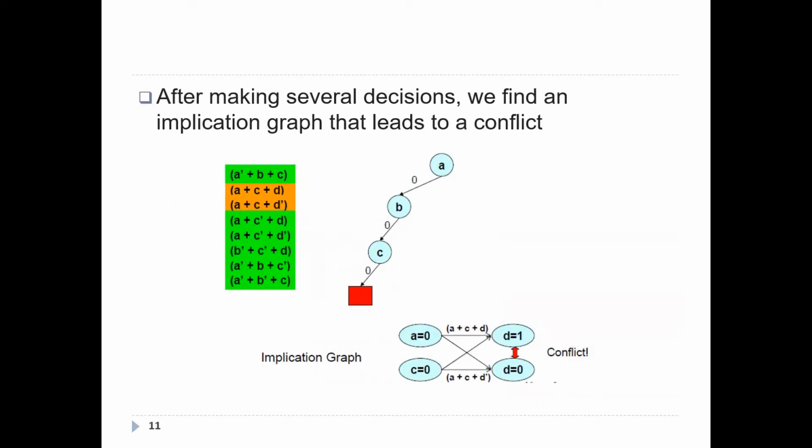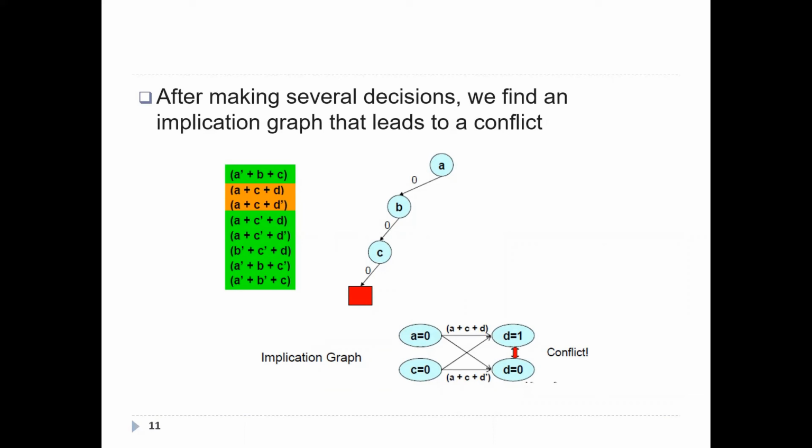For example, as soon as we apply a value of b is equal to 0 and c is equal to 0, we reach a conflict of interest. A plus c plus d and a plus c plus d bar are unsatisfiable. A plus c plus d will give me d is equal to 1, while a plus c plus d bar will give me d is equal to 0. Now d is equal to 1 and d is equal to 0 cannot be true at the same time. So this leads to conflict of interest, and this is where backtracking starts.